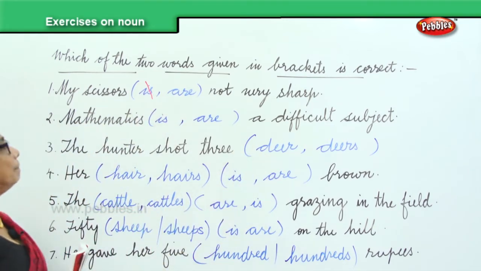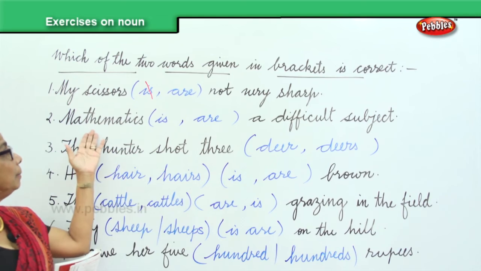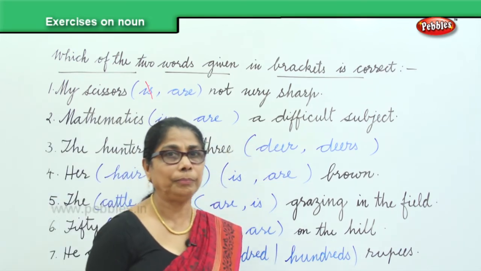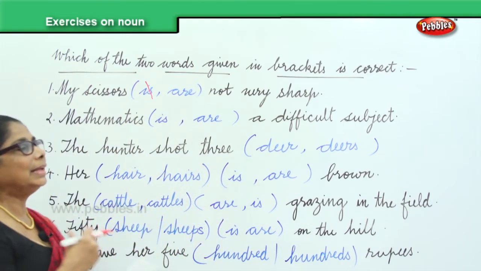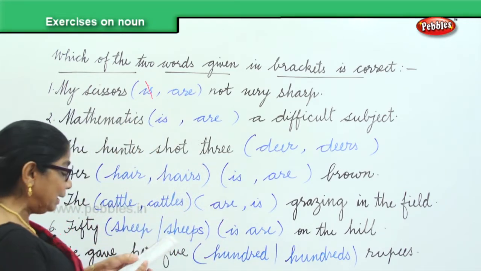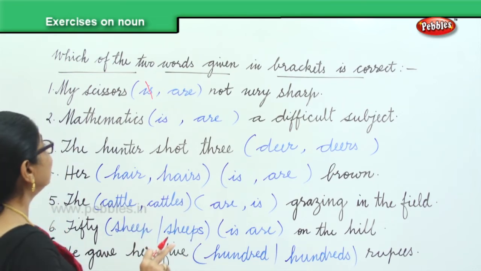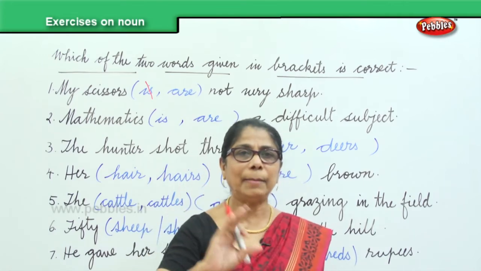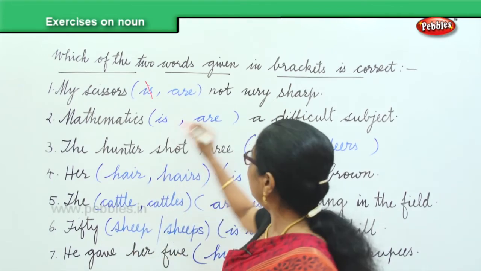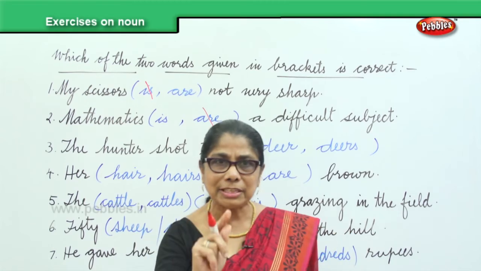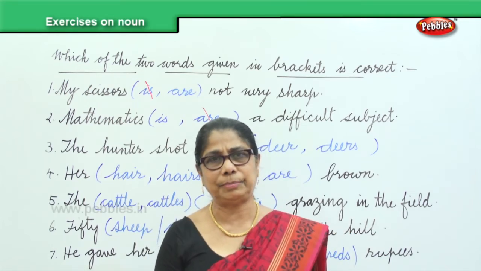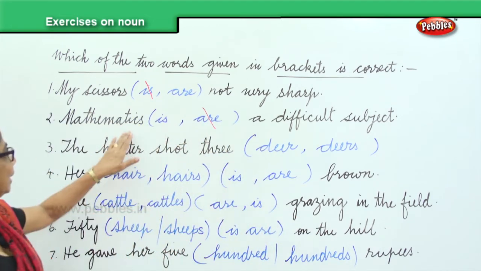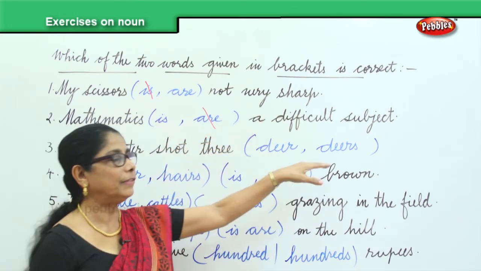The second sentence, mathematics. It's a subject. Mathematics are a difficult subject. Not for all, for some. So mathematics is one subject. You cannot say mathematics are difficult. Mathematics is one subject, so singular. So we do not need are. So that's wrong. Mathematics is a difficult subject, or it's an easy subject for some. So correct is mathematics is a difficult subject.